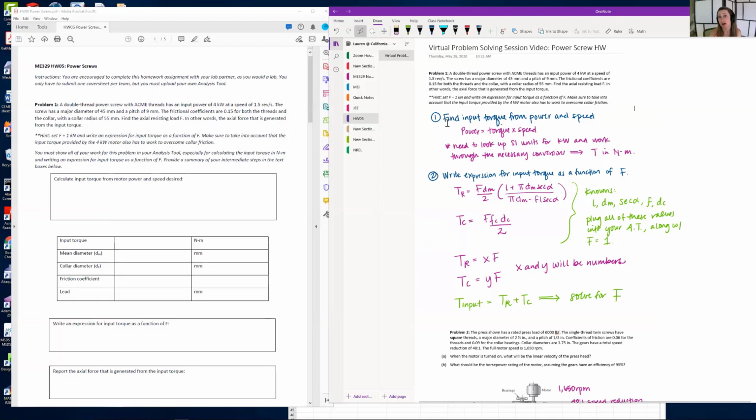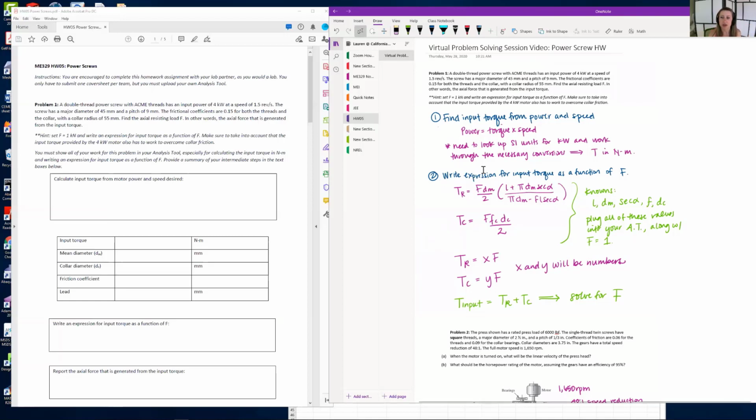So the first step, or how I went about it, find the input torque from power and speed. We've seen this relationship a lot: power equals torque times speed. So your first challenge is to look up the SI units for kilowatts and work through the necessary conversions to get torque in terms of Newton meters. You have the power delivered by the motor and you have the speed, so how can you find the torque? It's a bit of just juggling some units. So that's the first part.